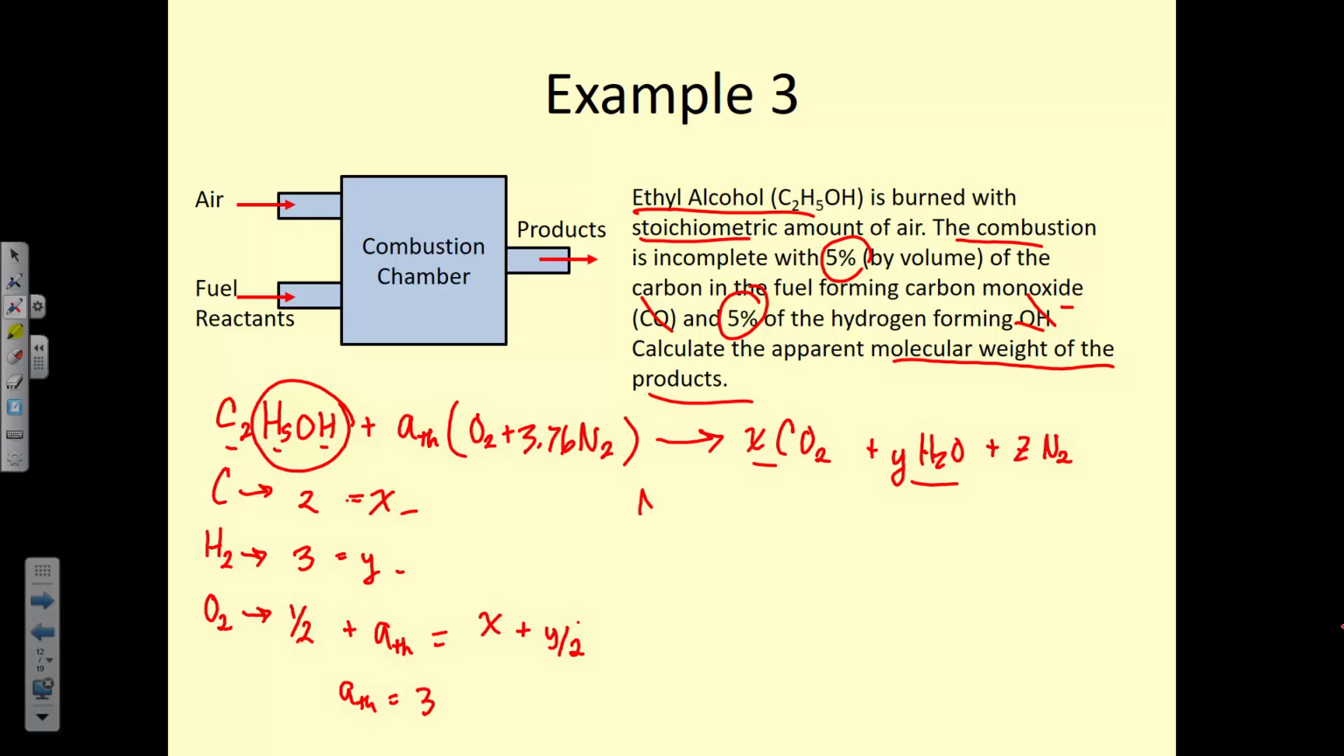Then we look at our nitrogen, and on this side of the equation we have A theoretical times 3.76. On the other side of the equation we have Z. So Z is equal to 11.28.